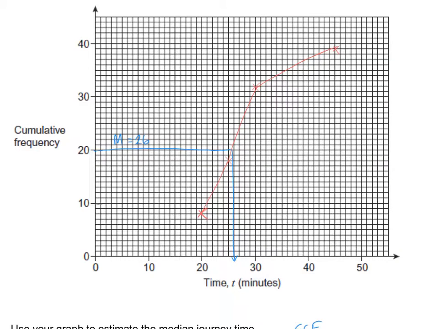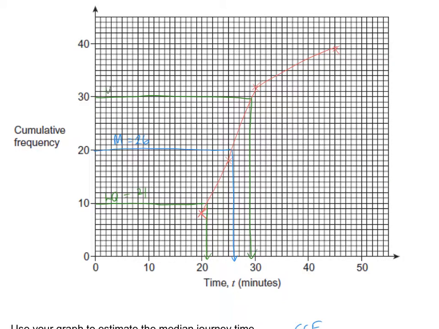So drawing across from 10, hit the graph, come down. That looks like 21 to me. So say LQ, that's the lower quartile, is 21. And the UQ would be the 20, add the 10 there, which would be coming across at 30. Hit the graph and come down there.